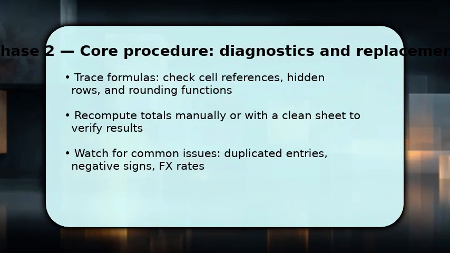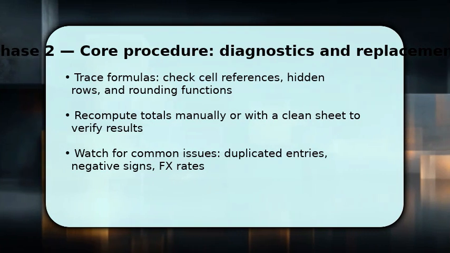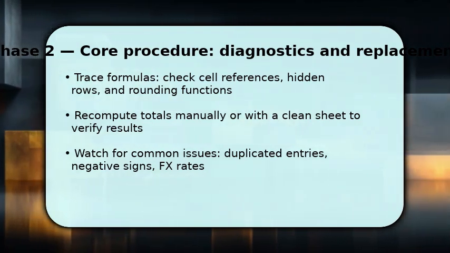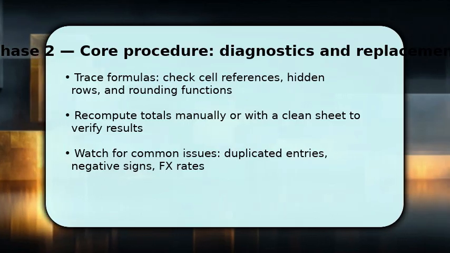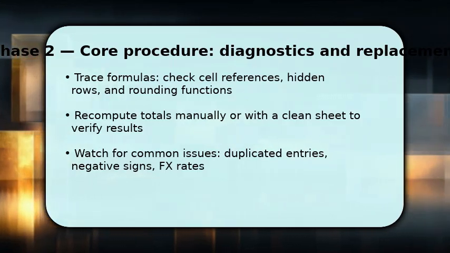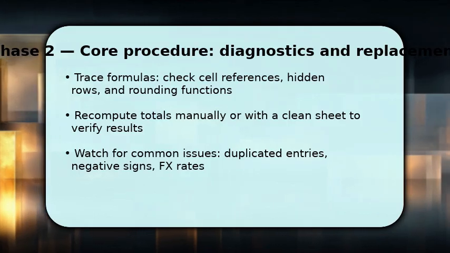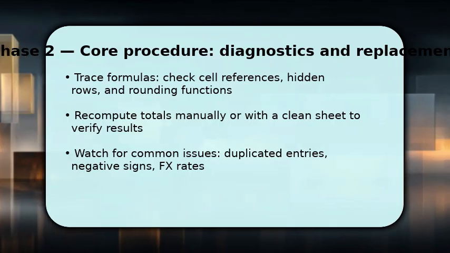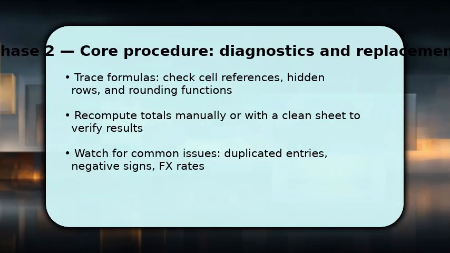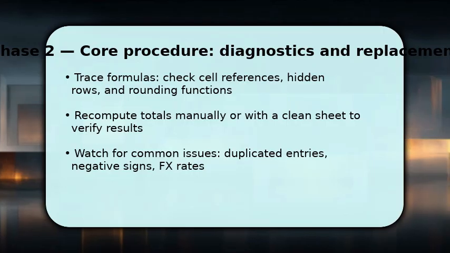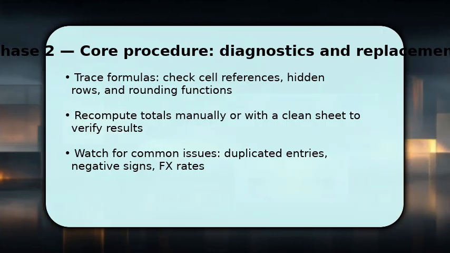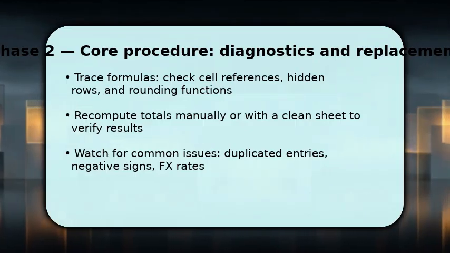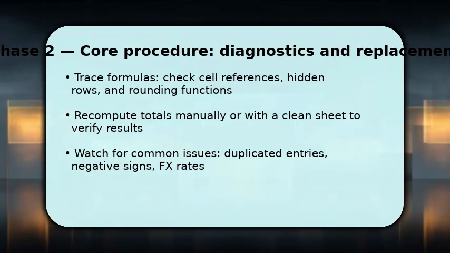You now trace each calculation, opening formulas and checking references, hidden rows, and rounding functions. Make a clean copy and recompute totals manually or with a fresh sheet to confirm results. As you move through, watch for duplicated entries, misplaced negative signs, or incorrect foreign exchange rates that change totals. Once you isolate a faulty formula or duplicated line, correct it, and then rerun the totals so you can see the effect immediately and be confident the math is now consistent.